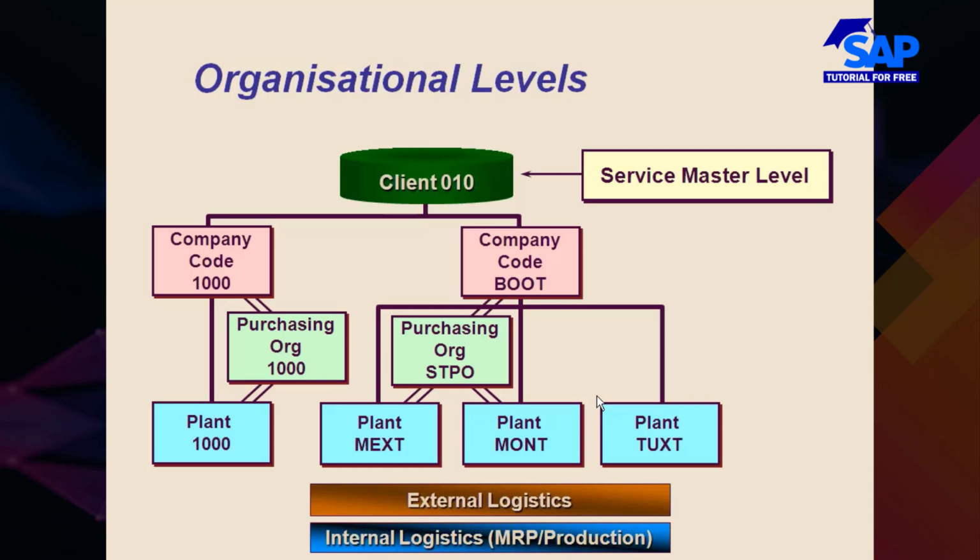Okay, so like that the data of the material master will get stored at multiple levels depending upon what data you enter in which view. Service master is not like that. The entire data of the service master will get stored at client level. This is the fundamental difference you have to remember. In material master, data is stored at different levels of organizational units, in service master it is not so. The entire service master data will be created at client level.